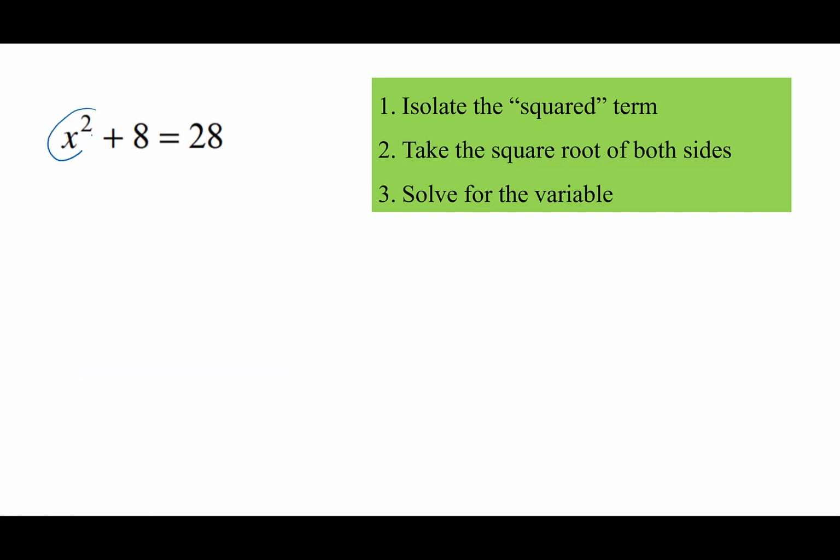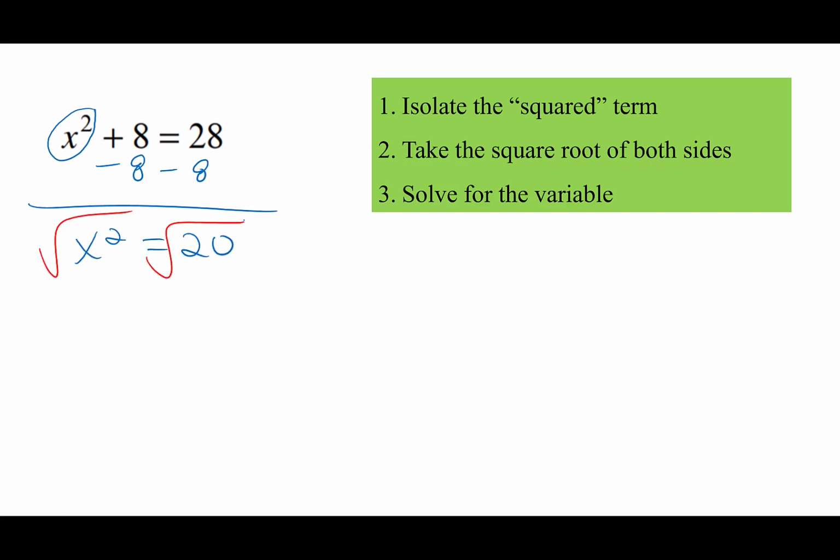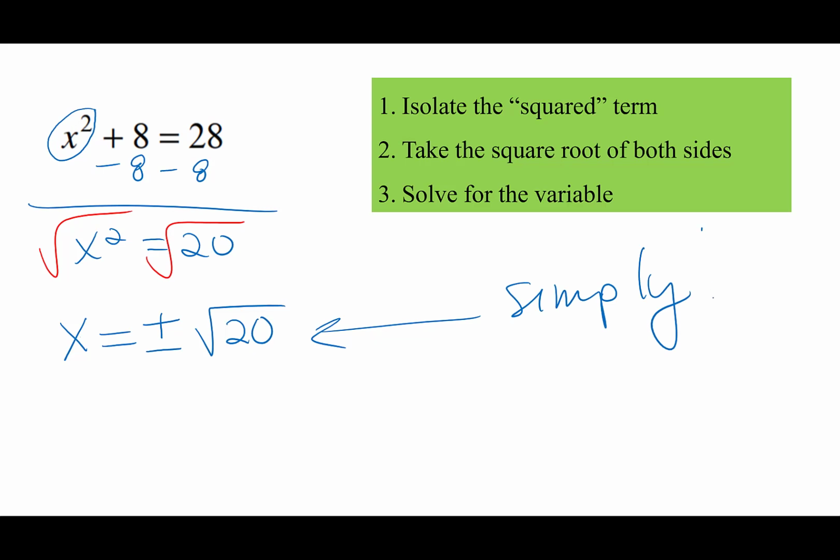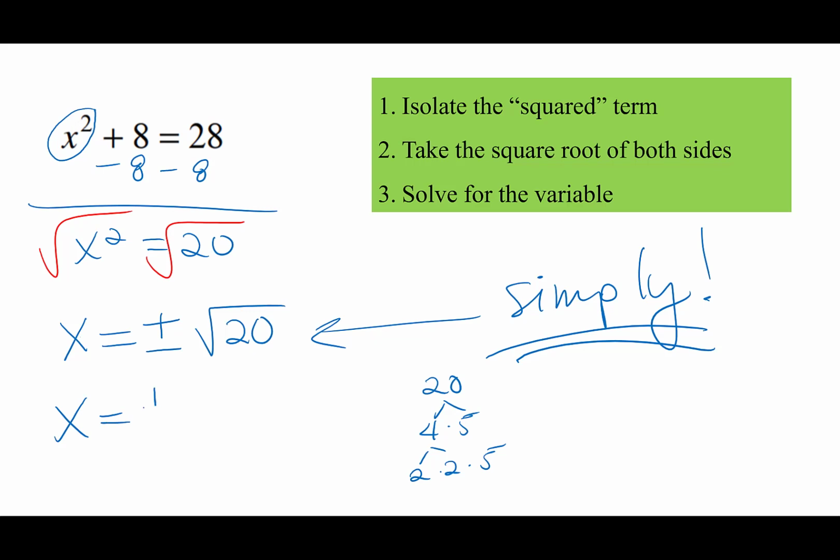Okay, we have another x squared as the term being squared. So let's subtract 8 from both sides. X squared equals 20. Now we'll take the square root of both sides. Okay, this is x equals, we'll say plus or minus the square root of 20, but from previous lessons, we can simplify 20 by making a factor tree. So 20 is 4 times 5, so it's 2 times 2 times 5. So the most correct answer would be plus or minus 2 square roots of 5.